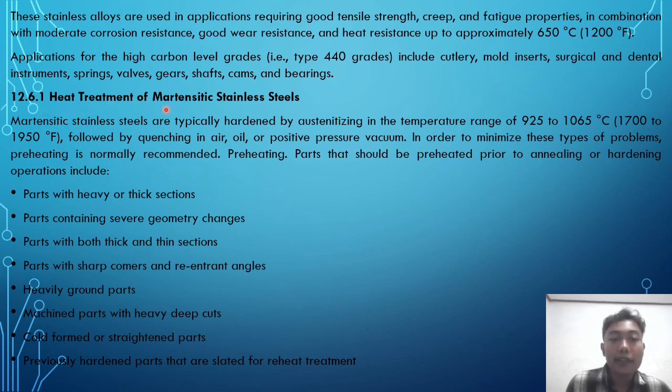12.6.1 Heat treatment of martensitic stainless steel. Martensitic stainless steels are typically hardened by austenitizing in the temperature range of 925 to 1065 degrees Celsius, or 1700 to 1950 degrees Fahrenheit, followed by quenching in air, oil, or positive pressure vacuum in order to minimize distortion. Preheating is normally recommended.